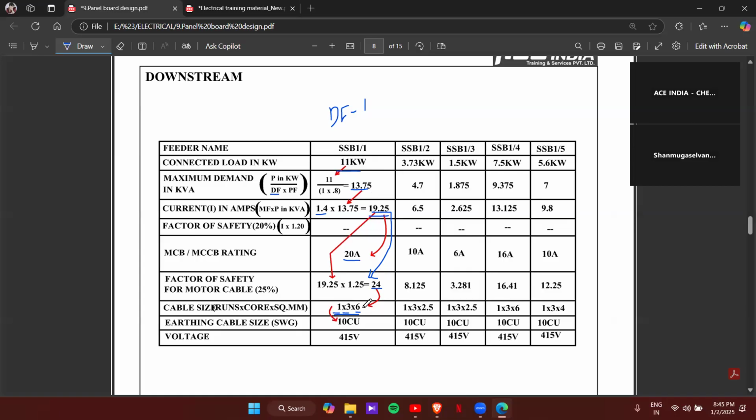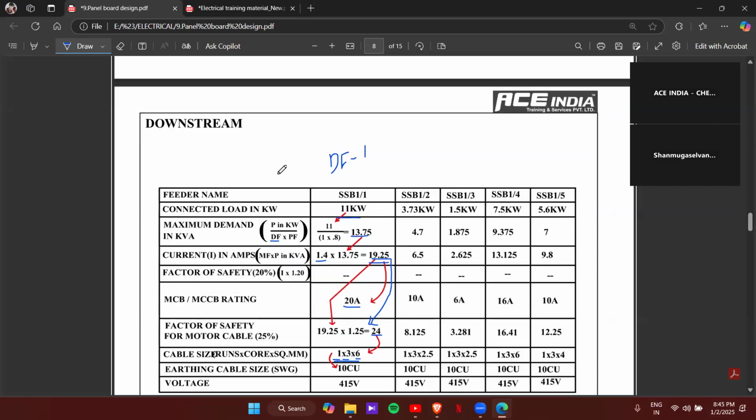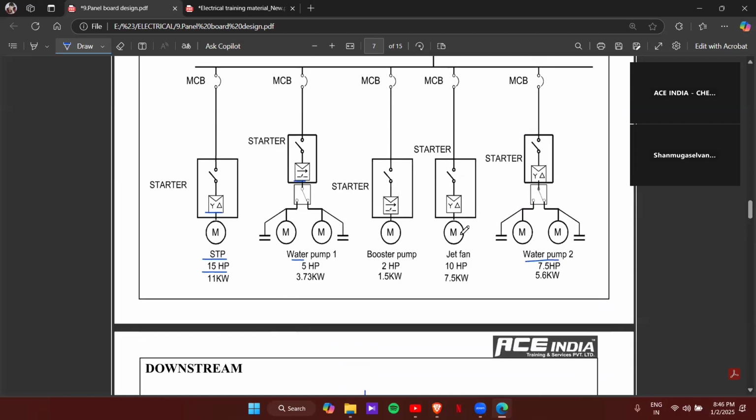So clear? Any doubts? The same way you can design for other panels as well. Same, we have 5 HP, 2 HP, 10 HP. Again, below 2 only we will go for single phase. Since it is 2 HP, you can consider it as three phase itself. Again, the wattage will be low.